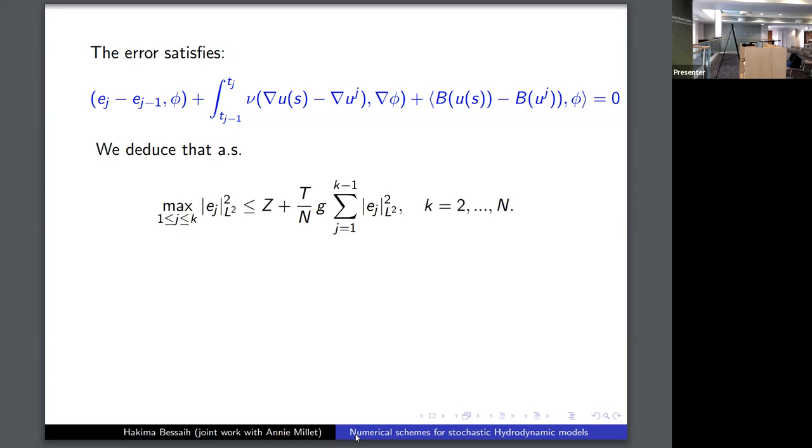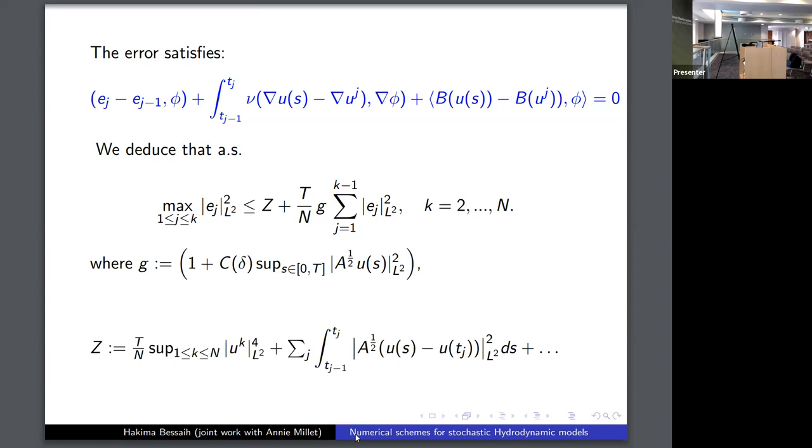Okay, and as before, in order for us to prove some kind of convergence of the error, we have just to do an estimate for each term. At the end, let me just show you, you will do the estimate for each term, and we end up with the following almost sure estimate. The maximum of E_j in F squared is less or equal than Z plus T over N times G, the sum of E_j in F squared. And this G is, again, 1 plus C delta, the supremum of this norm, U_s in F2 squared.